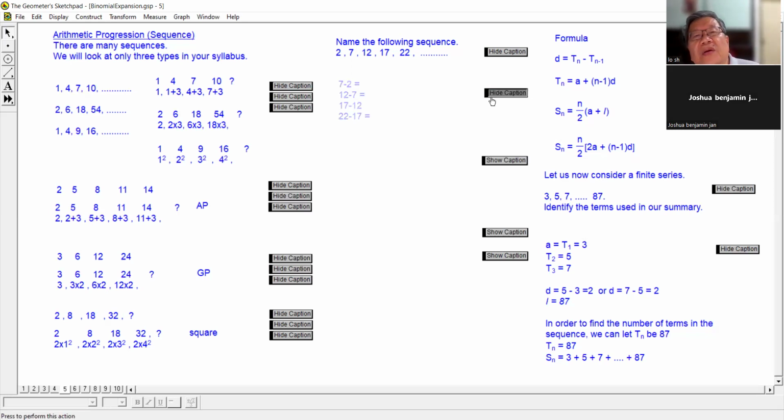Okay. Right. So we try to find the number. 7 minus 2, 5. 12 minus 7, 5. 17 minus 12, 5. 22 minus 17 is also 5. So make sure that every difference is 5. If one difference is not 5, then it is not an arithmetic progression, right?